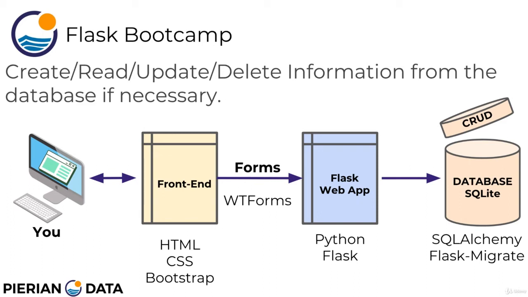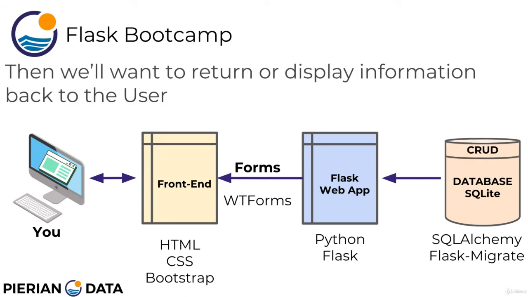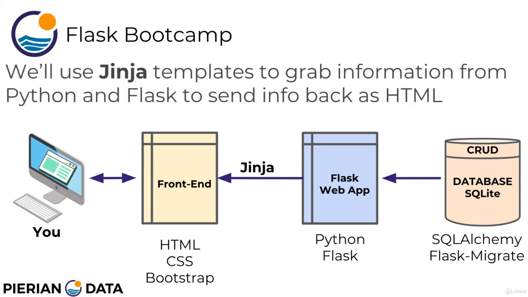And already here, we can get this idea that Flask is serving as sort of a middleman between the front end and what the user sees and the back end and the information that's stored. So once we actually connect these two, in some sort of capacity, we're probably going to want to return or display information back to the user. In order to do that, we're going to use something called Jinja templates, which actually grab information from Python and Flask and send that information back as HTML. So that's the actual method, syntax-wise, that we're going to be using as the glue between Flask and the front end.